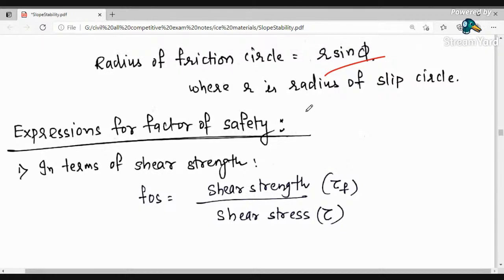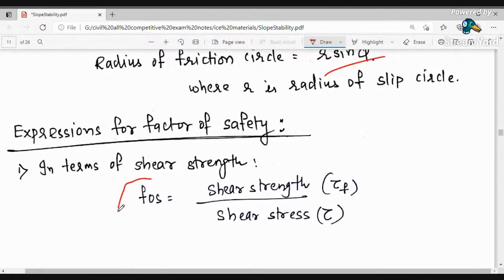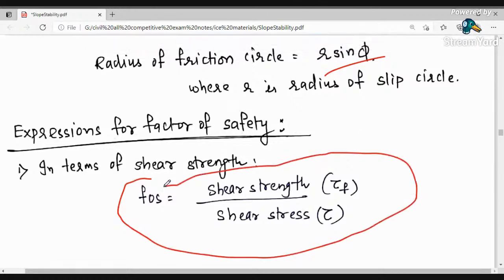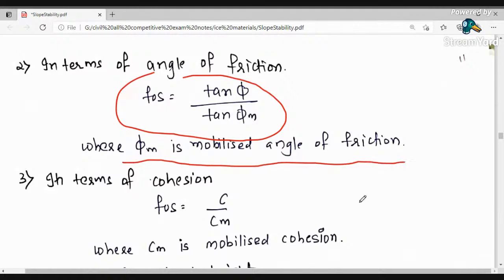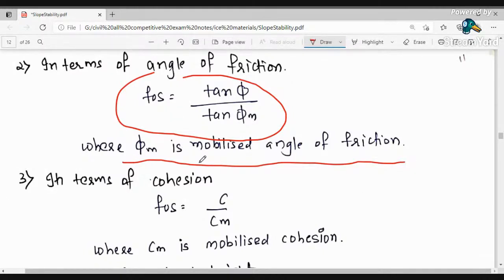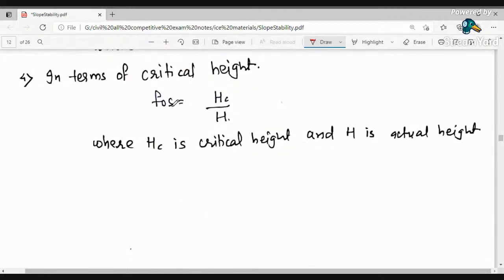And what are the expressions for factor of safety? Factor of safety is shear strength divided by shear stress. In terms of angle of friction, factor of safety is tan phi divided by tan phi m, where phi m is the mobilized angle of friction. In terms of cohesion, factor of safety is C by Cm, where C is the cohesion and Cm is the mobilized cohesion. And in terms of critical height, Hc by h, where Hc is the critical height and h is the actual height.